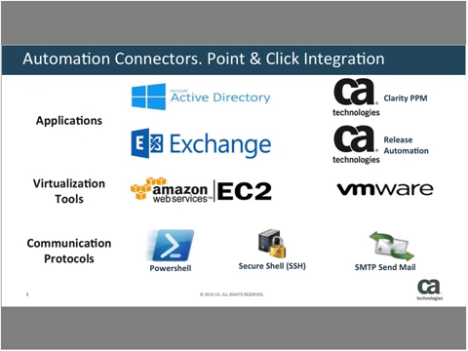So the foundation for automation is connectors. We have the connector framework where we have one connector for each of the external systems. For example, we have a connector for Active Directory, a connector for Clarity EPM. As you can see, we have connectors for both CA products as well as for external third-party tools or servers. We have a connector for Exchange, Amazon EC2, VMware, PowerShell, Secure SSH, and SMTP SendMail. And some of these are on-premise and some of these are cloud-based services, as I mentioned.